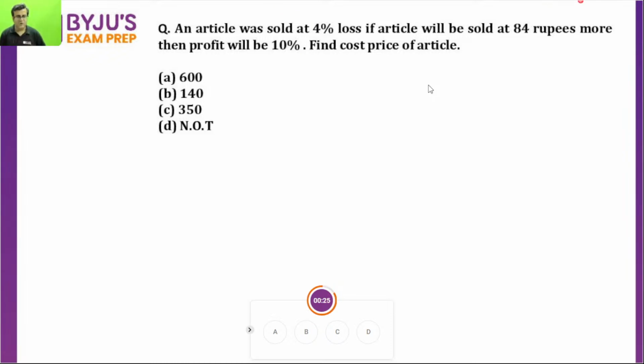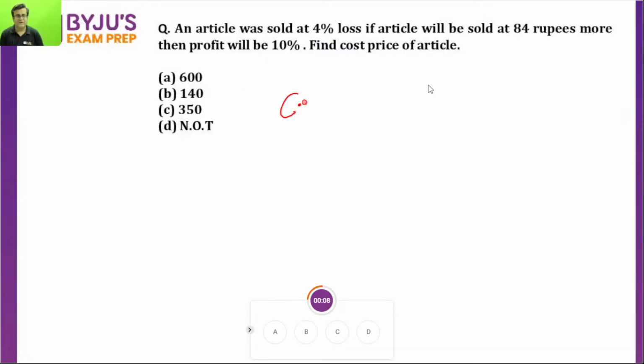30 seconds is more than sufficient for this question now. 15 seconds is sufficient once you practice. There was a loss of 4%. There is a profit of 10%. A option is right. Everybody clear by this? So how much is the gap?